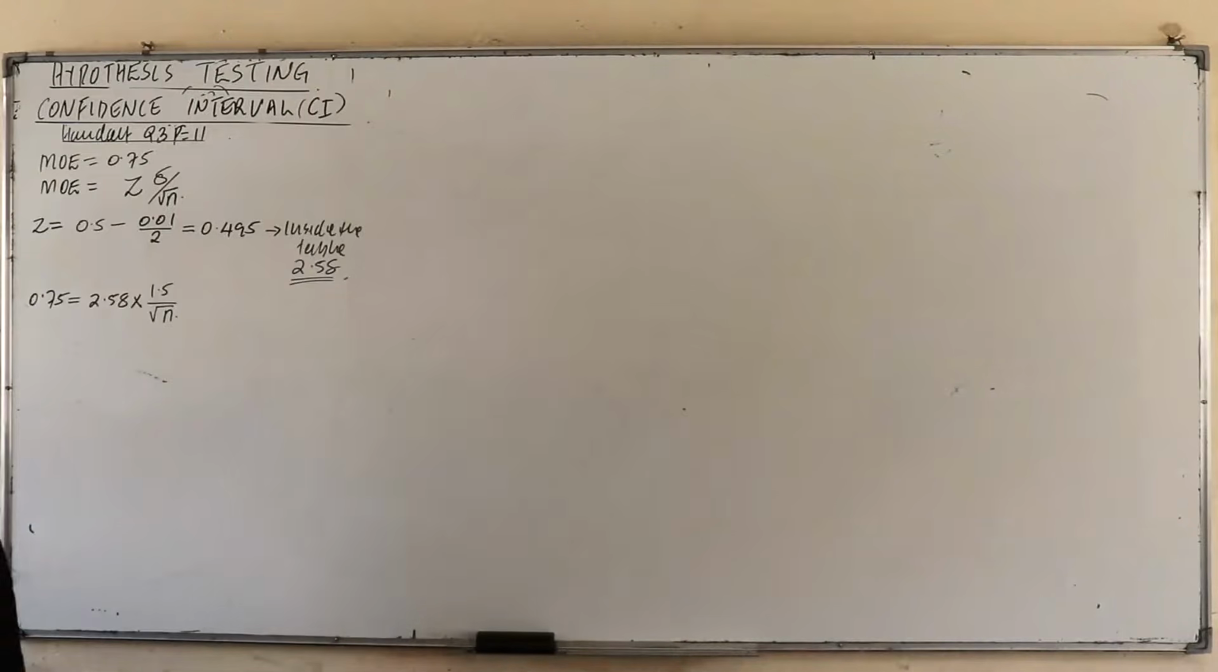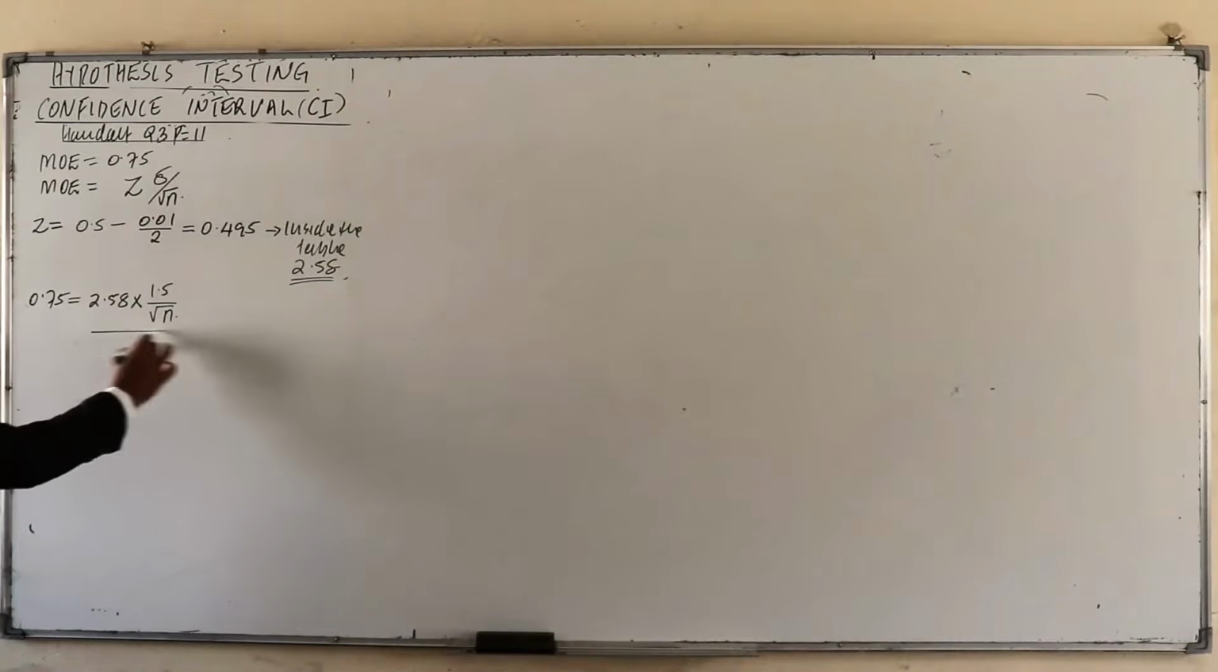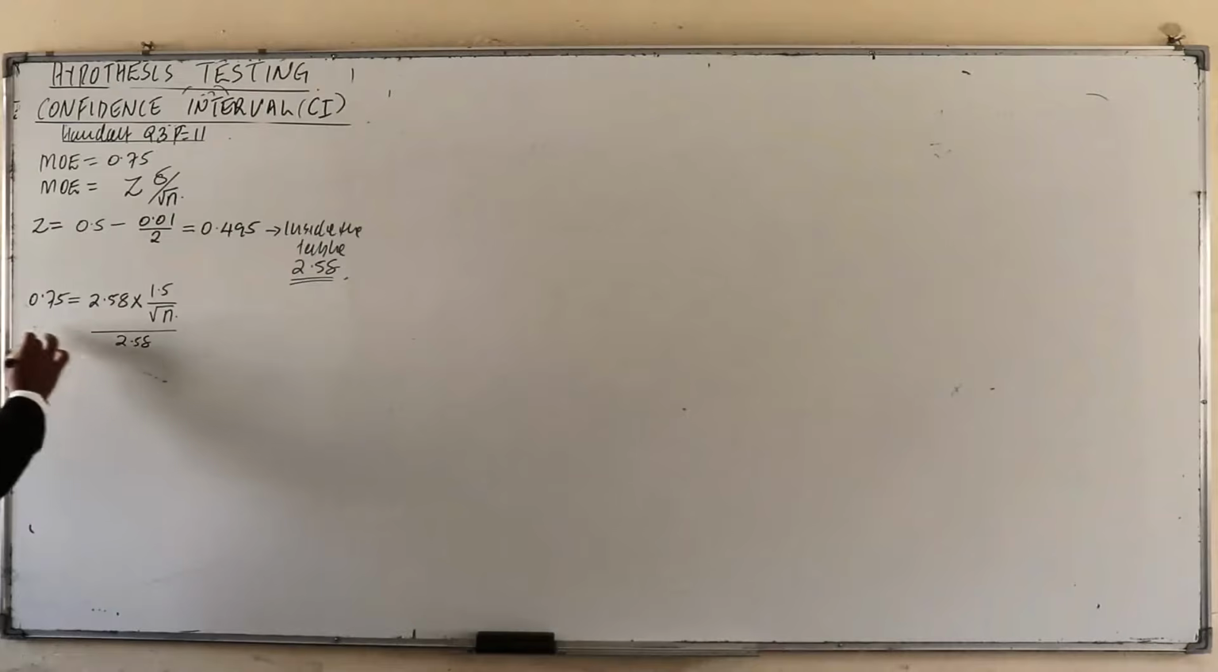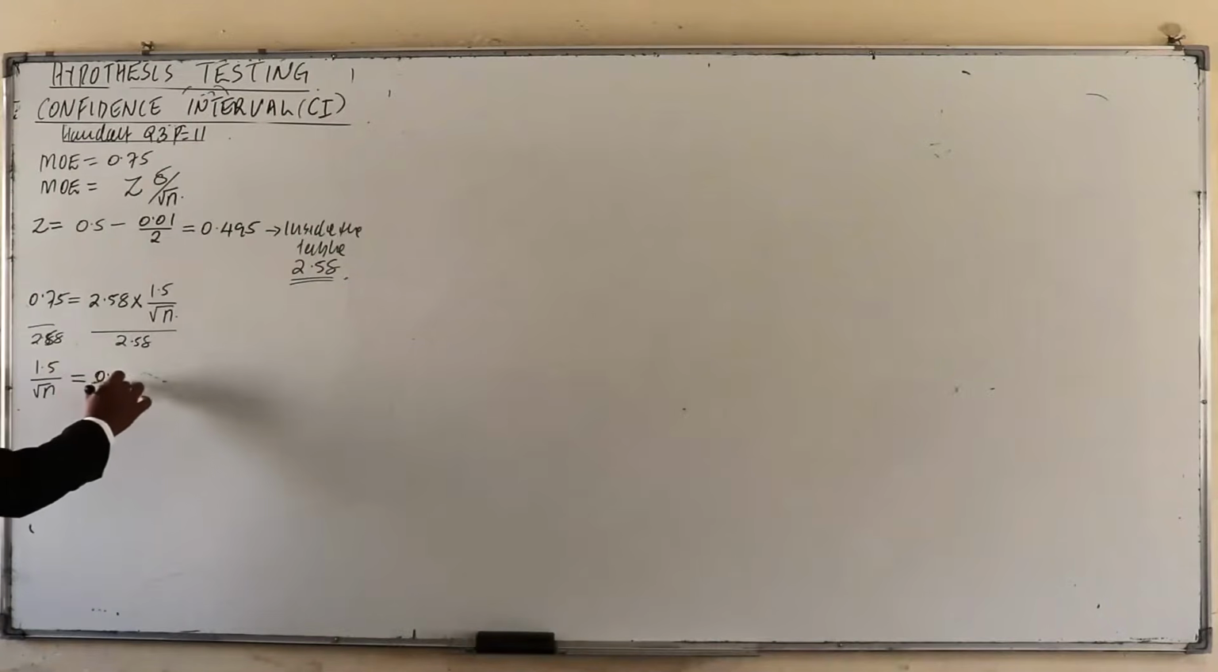So to get that, what do we do? We divide both sides by 2.58. So it will be 1.5 over the square root of n. So 0.75 divided by 2.58. You get? 0.29.